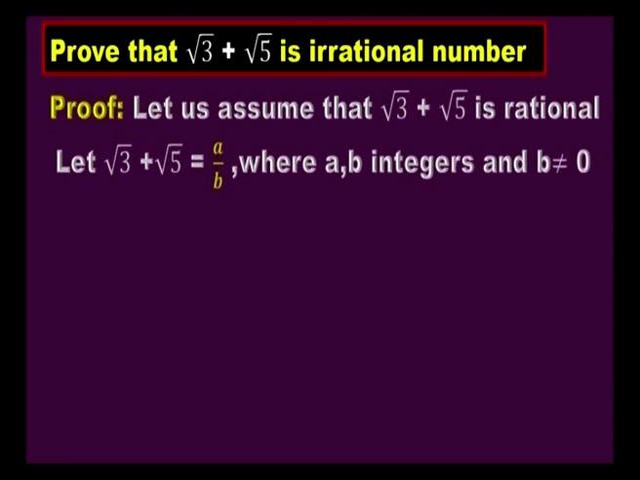The definition of a rational number which we have is that it will be in the form of p by q, where p and q are integers and q is not 0. Let root 3 plus root 5 be equal to a by b, where a, b are integers and b is not 0.